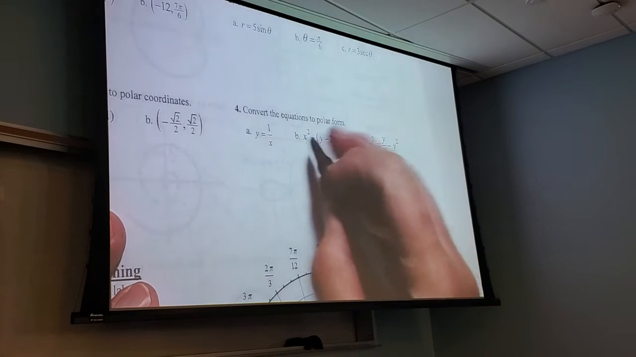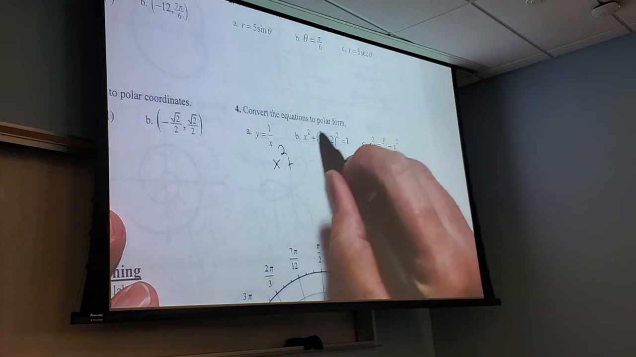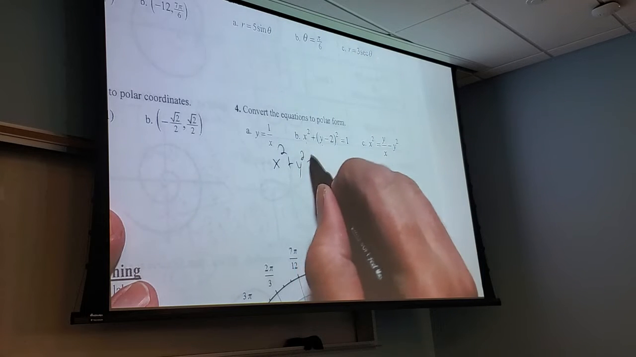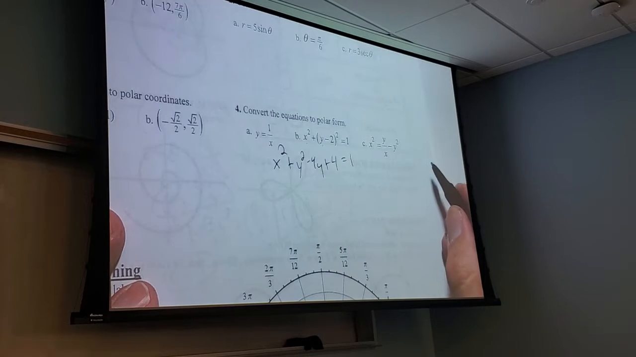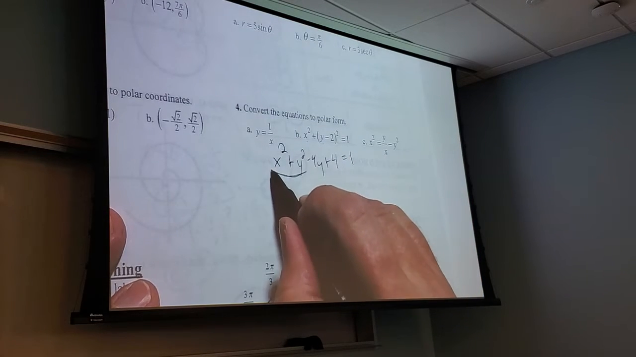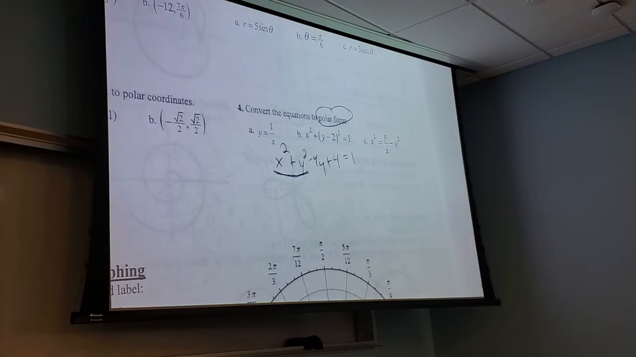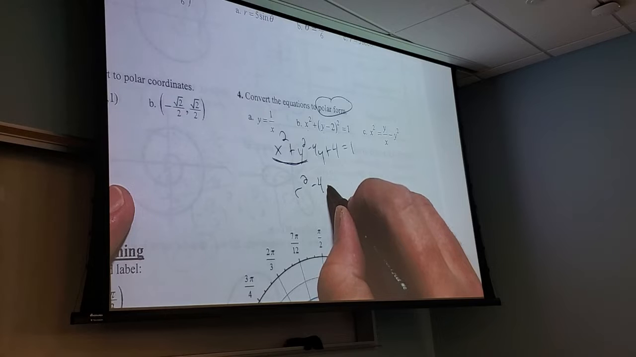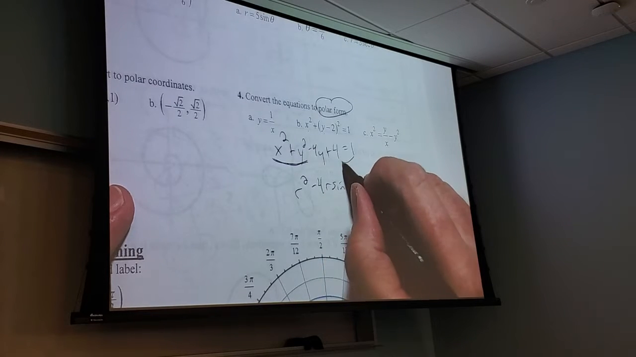So let's just go ahead and multiply it out first. Let's see what we get. X squared plus, this is relatively easy, y squared minus 4y plus 4 equals 1. Well, what's x squared plus y squared in terms of polar stuff? R squared. What's y? R sine theta. And let me go ahead and subtract the 1 over.